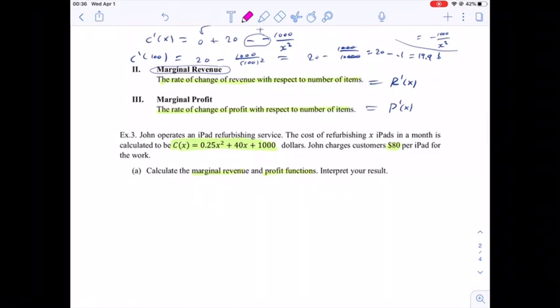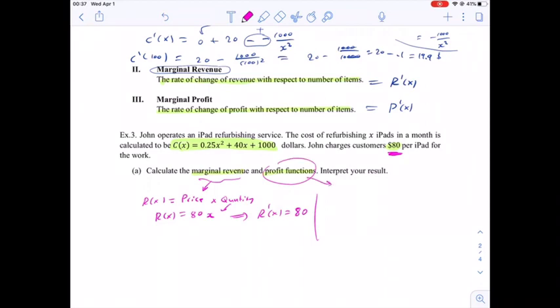So here we first find the revenue to find the marginal. The revenue is the price times quantity. The price is 80. The number of items is x. This is R of x. Now to find the marginal revenue, we just find the derivative of this, which is 80.